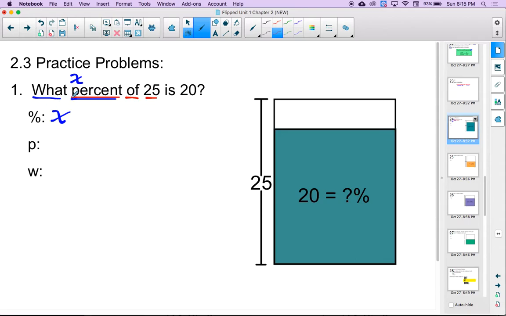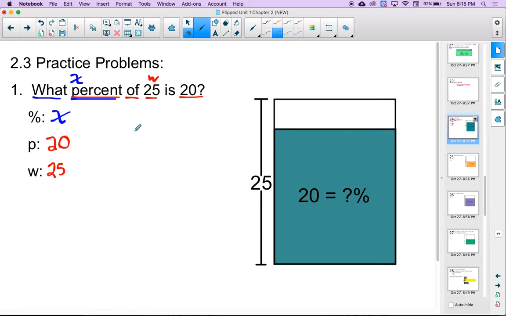So if we find that phrase here, percent of the whole, percent of 25, whatever follows percent of is going to be the whole number in our problem. So down here in our list, we can put 25 as the whole. That leaves one thing left for us to find, and that's the part. And there's only one number left in the problem, and that's 20.